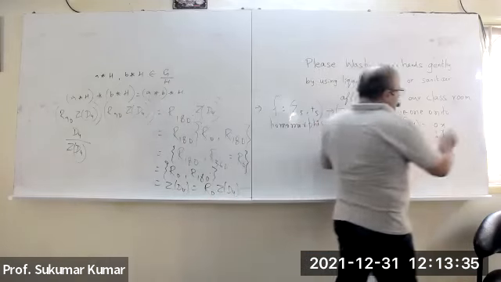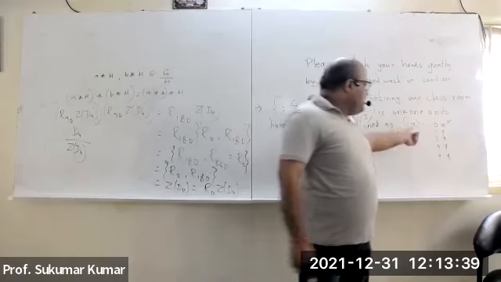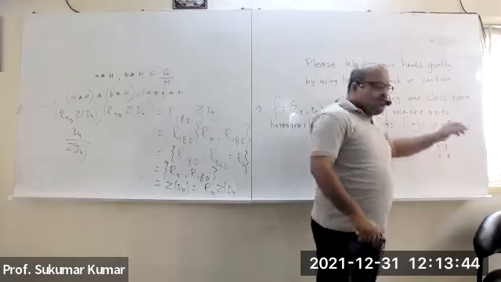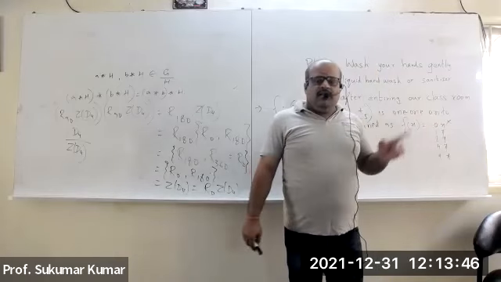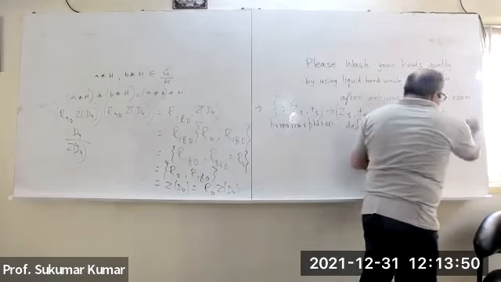First, 0x is not possible, it is many-one. Try f(x) = 1x. 1x means the x function. So 0 maps to 0, 1 maps to 1, 2 maps to 2, 3 maps to 3, 4 maps to 4. So this is one-one onto.